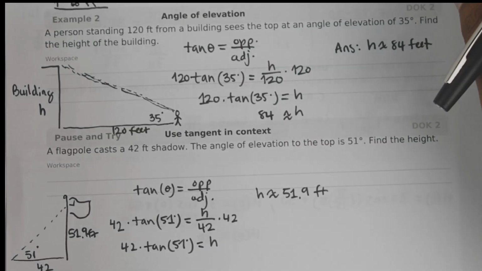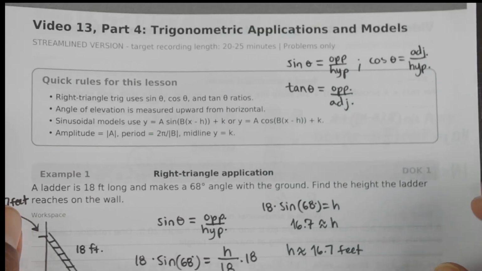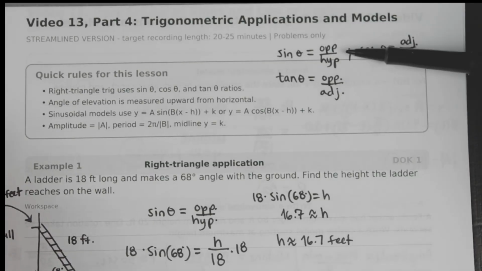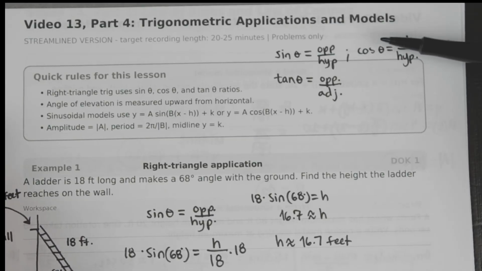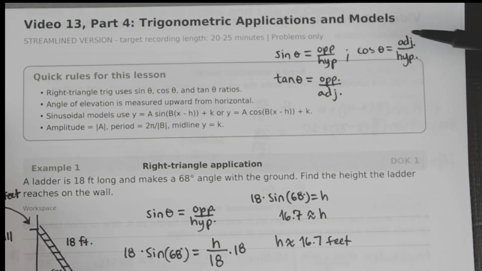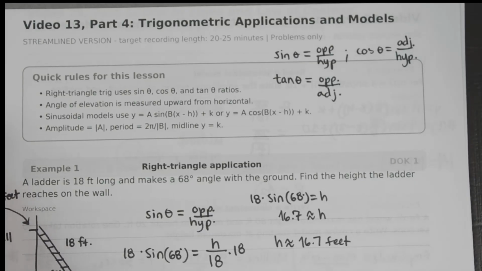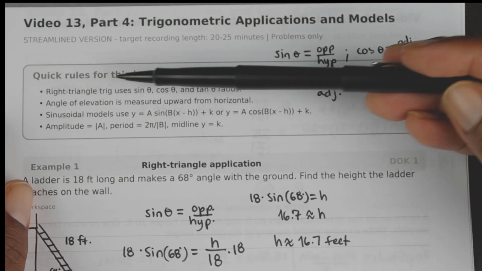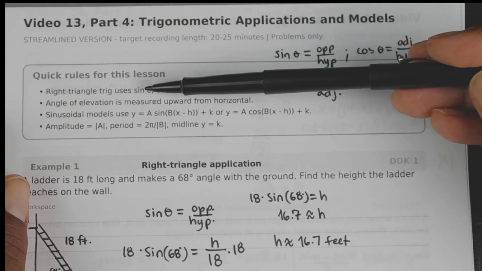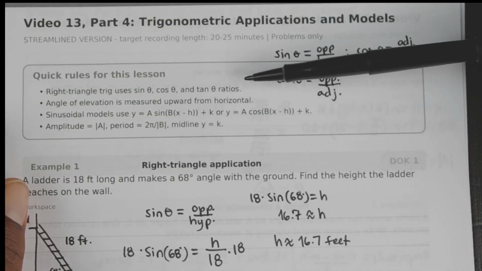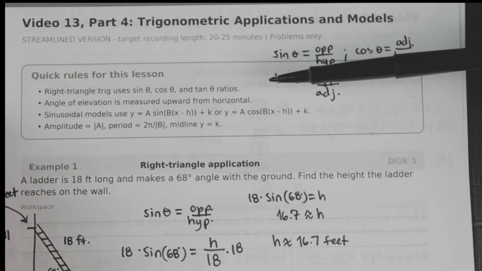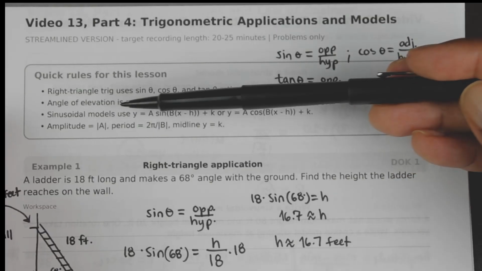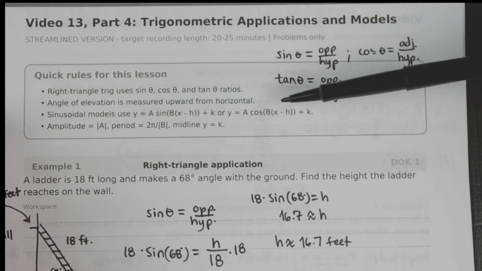Okay, so the final review. The main thing is to understand what we just went over, which is SOHCAHTOA. Sine is opposite over hypotenuse. Cosine is adjacent over hypotenuse. Tan is opposite over adjacent. Okay, so the right triangle trigs use sine, cosine, and tangent ratios. Angles of elevation are measured upward from horizontal. This model is very easy to understand.